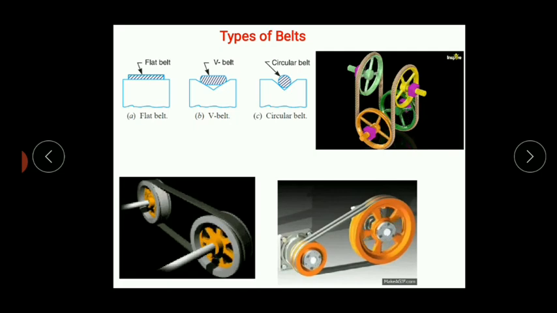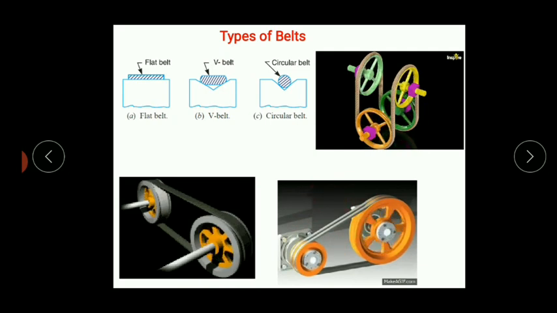So these are different types of belts we can see from the GIF over here. You can observe that the cross section of this belt is rectangular. That's why this type of belt is called a flat belt. This flat belt and this both are flat belts. Then next is the V belt. This is the V belt, and you can observe from here that the cross section of the belt is somewhat trapezoidal in shape.